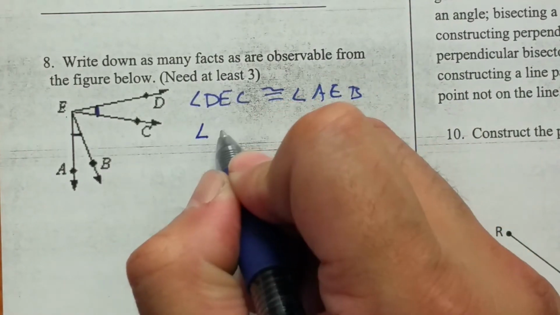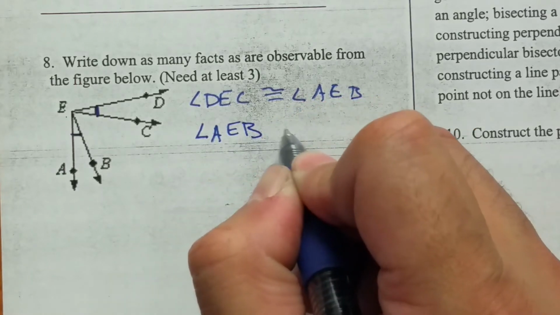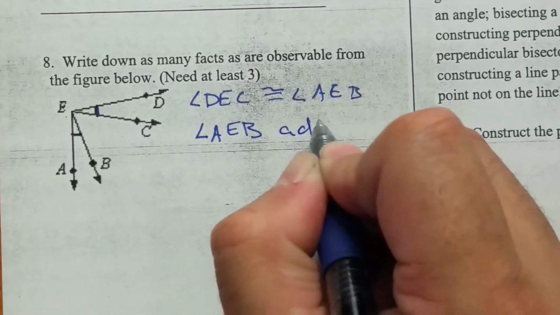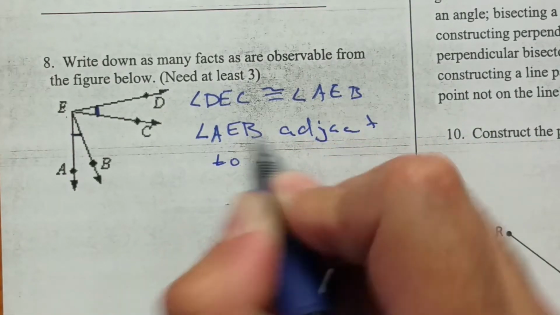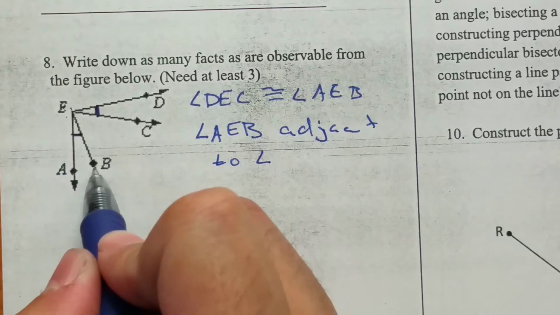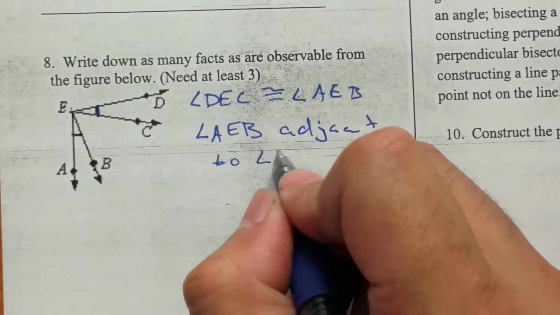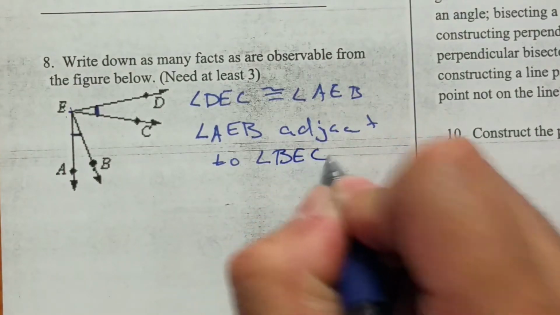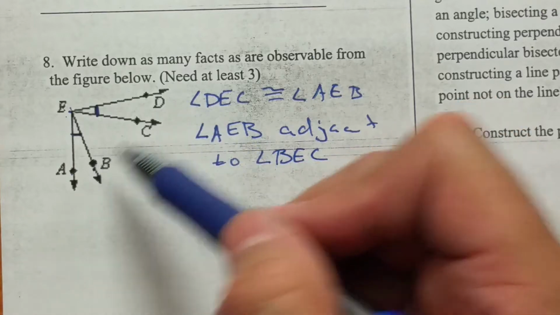Now, there isn't much more to go along with this, so let's go with something simple. So angle AEB is going to be adjacent to, and adjacent just means next to, so I could say BEC. That'll work. Okay, now let's do another one going from the other direction.